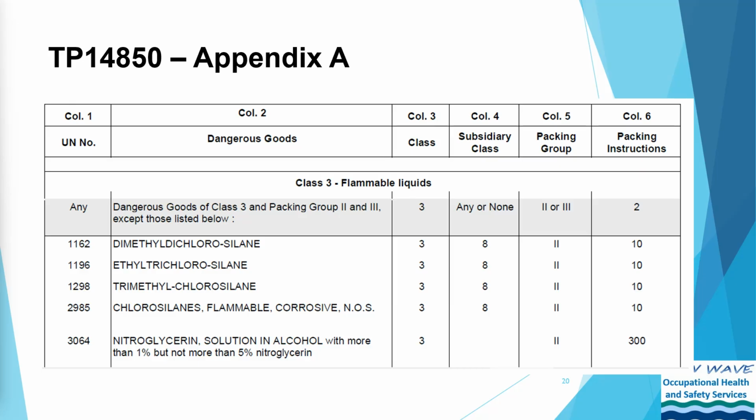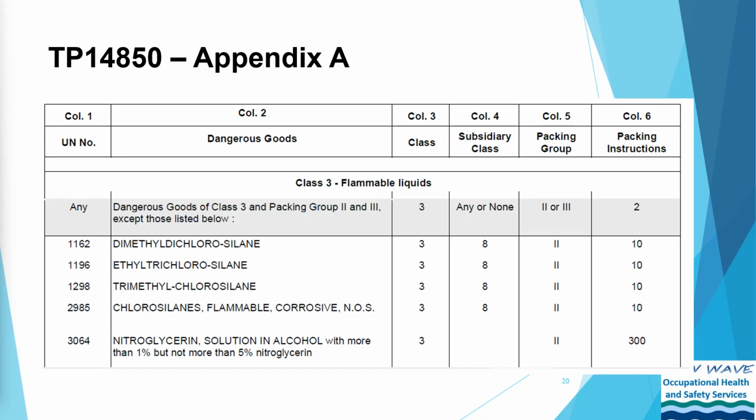So now that we know we have to use 14850, where do we go from here? Similar to the Transportation of Dangerous Goods regulations, 14850 also has a list at the back. This time called Appendix A, it gives packing instructions and substance-specific provisions for a range of dangerous goods. And the first page of Part A in that appendix includes dangerous goods of Class 3 and Packing Group 2 and 3. And as we see in column 4 of the slide, this applies to any subsidiary class.